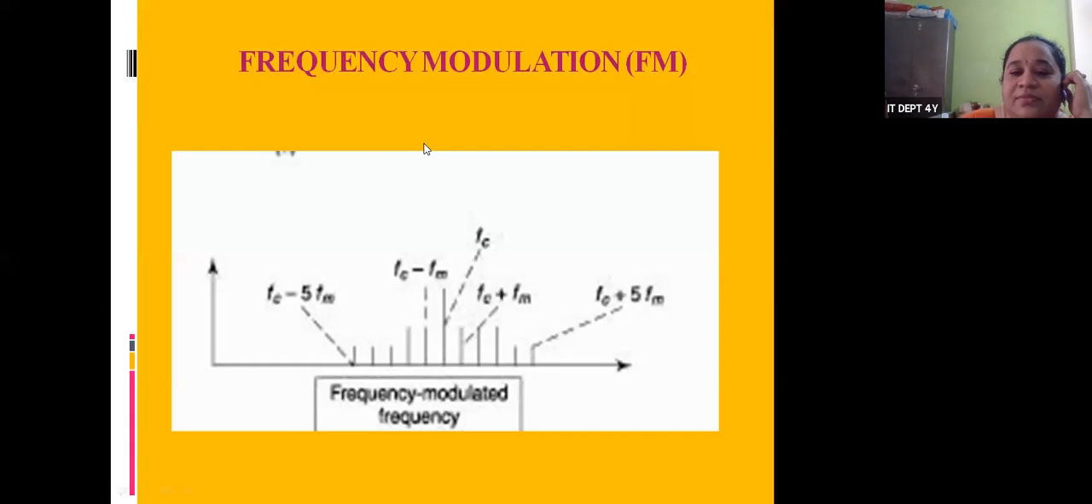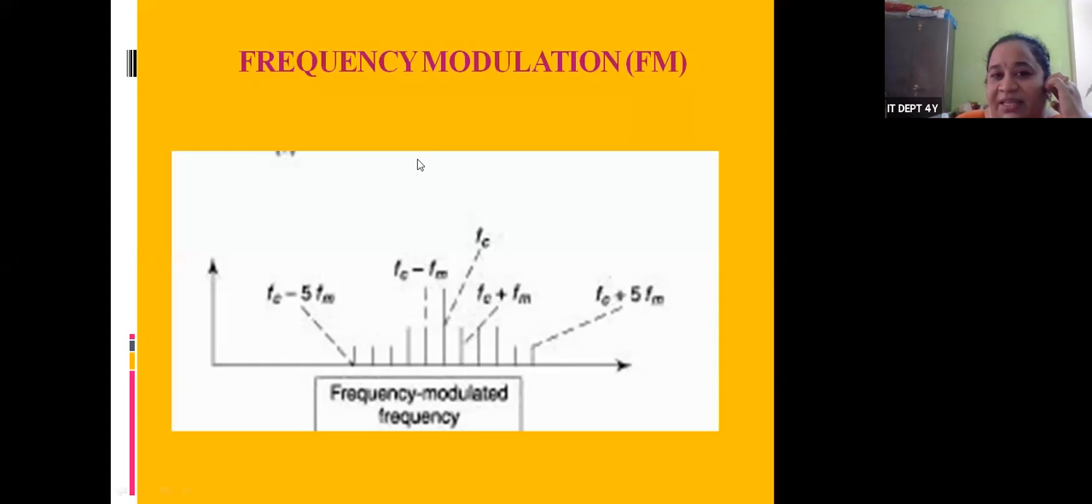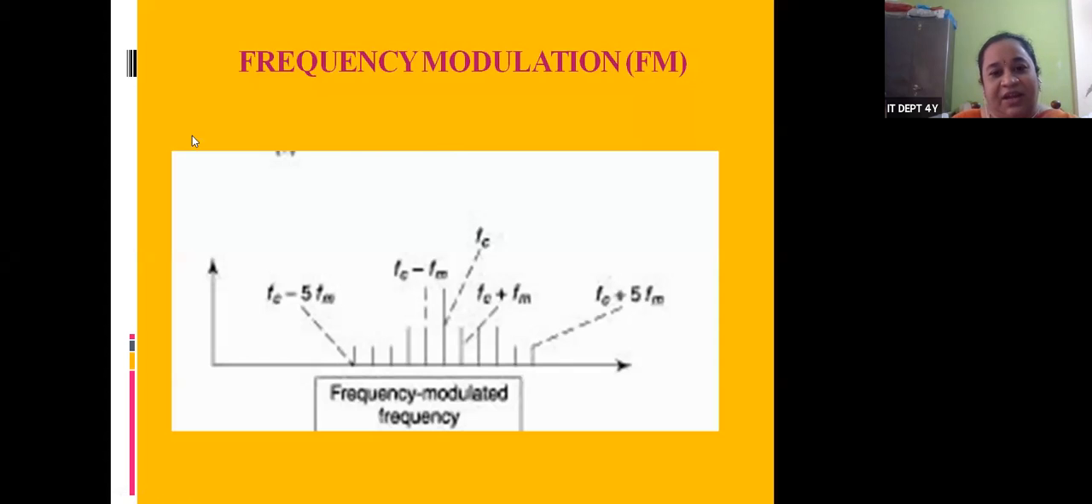Screen is not visible. Not visible or not clear? Not visible, ma'am. Okay. Yeah, I'm coming. Is it now? Are you able to see now? Frequency modulation. Are you seeing the frequency modulation screen or not? Yes, ma'am. Okay. Now you are seeing the frequency modulation now.